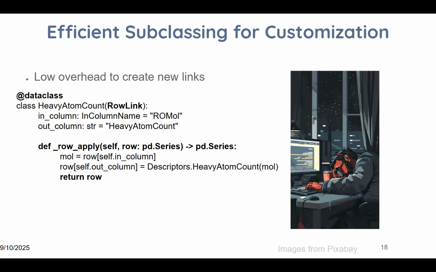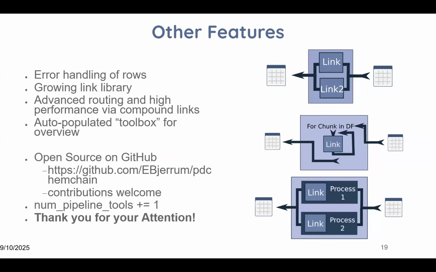So I worked hard to try and make it as simple as possible to add new classes. There are some base classes that you subclass. They have to be data classes. And then you simply need to override, for this one, the row apply, where you get in a pandas series of the row, and you can do whatever you want, and then you return the row. If you do that, then suddenly you get a lot of the infrastructure there. There's also one that works on the whole pandas data frame, but then you need to take care of the error handling yourself.